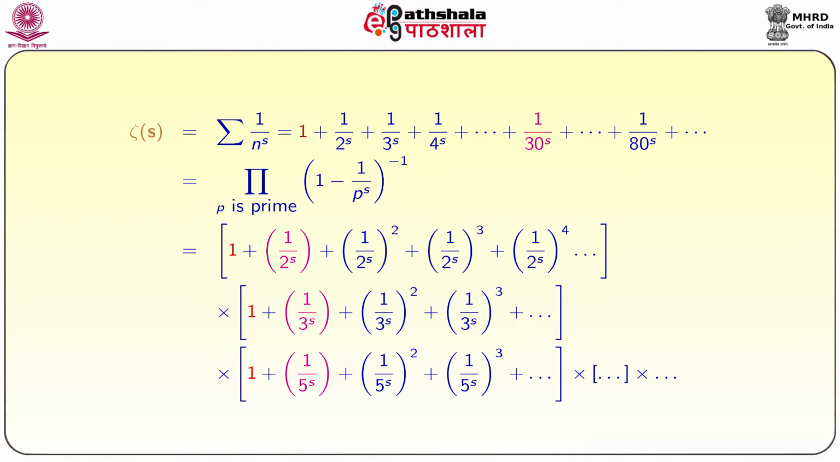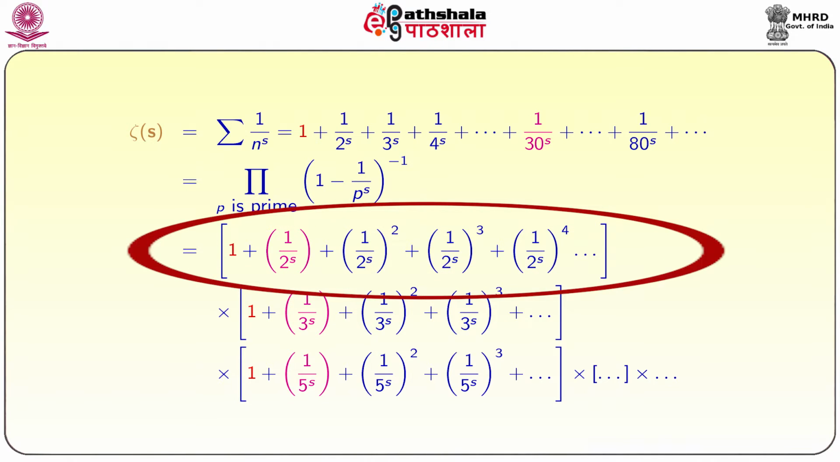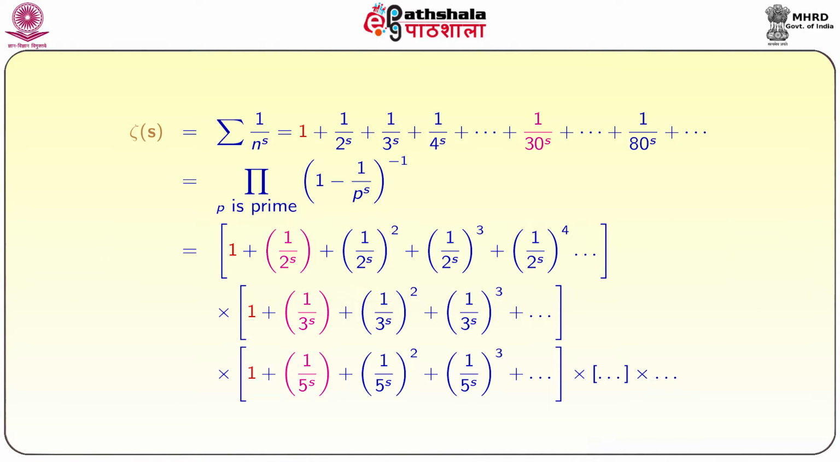If you expand it, for example, you know the first prime is 2. So, we will get 1 plus 1 by 2 power s plus 1 by 2 power s whole square and so on. Now we have to multiply it. The next prime is 3. So, we will get 1 plus 1 by 3 power s plus 1 by 3 power s whole square and so on. The immediate next prime is 5. So, the product continues like this. It is a product like this, but each is a sum, each is an infinite sum.